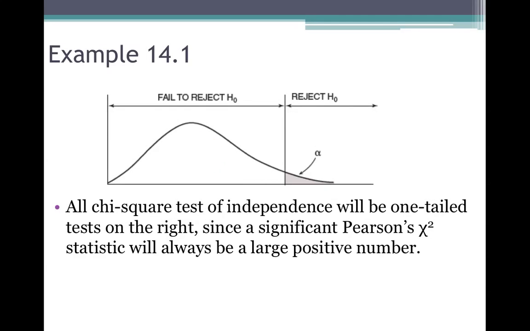If we look at the picture of the chi-square distribution, we're going to set up the hypothesis test so that the significant tail on the far right is shaded in with whatever degree of alpha you were given in the problem.